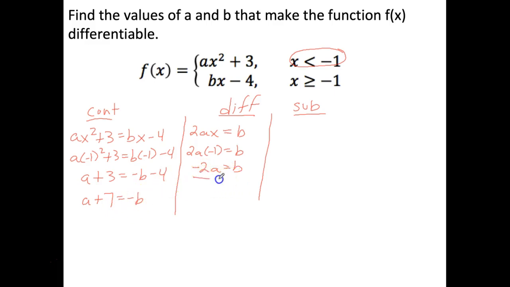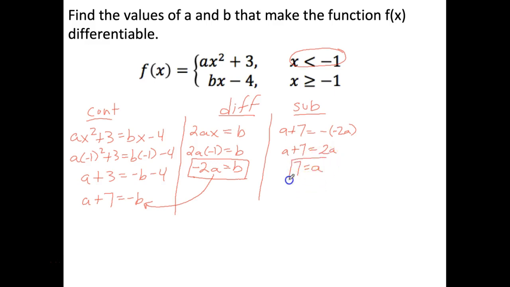If you notice on this one, I've already solved for b. So I'm just going to use this, b equals negative 2a, and I'm going to plug that in for b. So we're going to have a plus 7 equals negative, and for b, I'm going to be plugging in negative 2a. So that's going to leave us with a plus 7 equals 2a. And you just solve for a. So let's subtract this a over. So 7 equals just a.